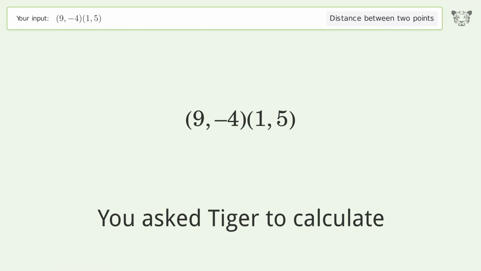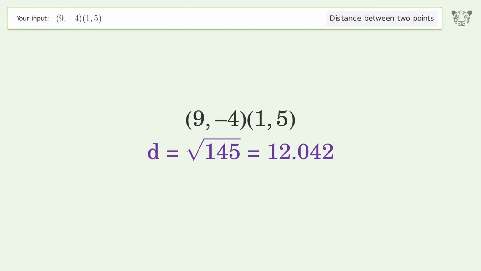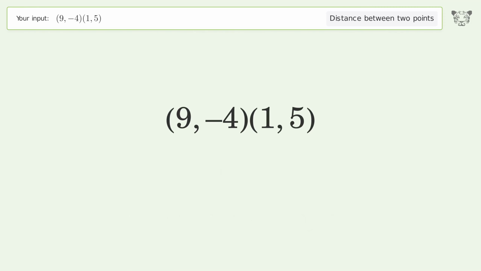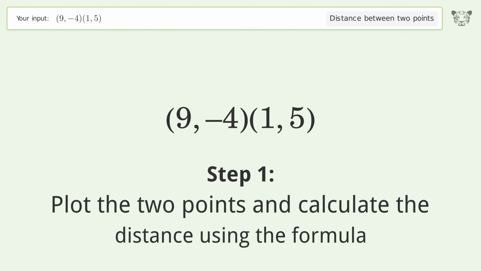You ask Tiger to calculate the distance between 2 points. The distance between the 2 points is the square root of 145 or 12.042. Let's solve it step by step. Plot the 2 points and calculate the distance using the formula.